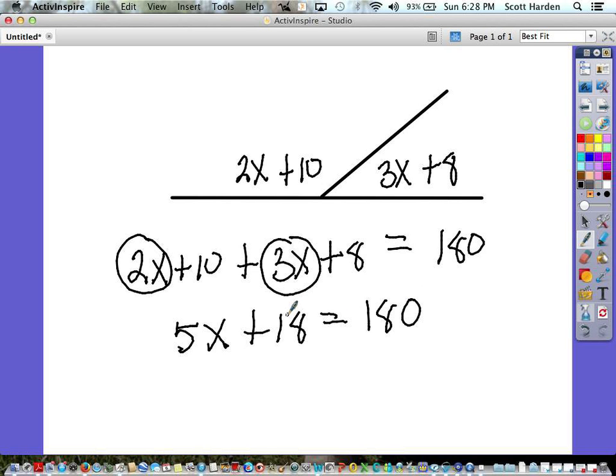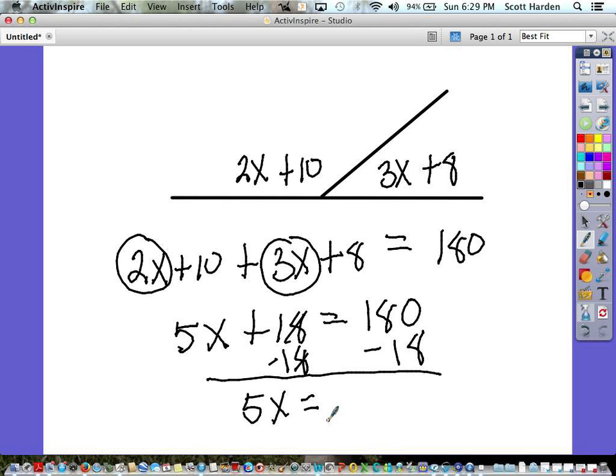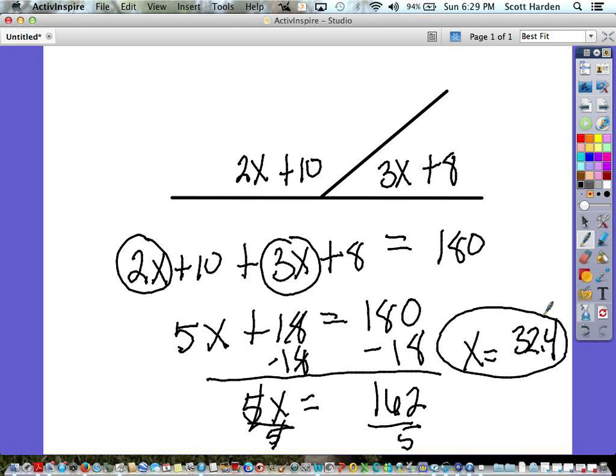Now, solving for this, we're going to subtract 18 from both sides. By subtracting 18, we get 5x is equal to, let's see, 180 minus 18, I get 162. And then solving for x, we're going to divide by 5. So dividing by 5, my final answer for x is equal to 32.4.